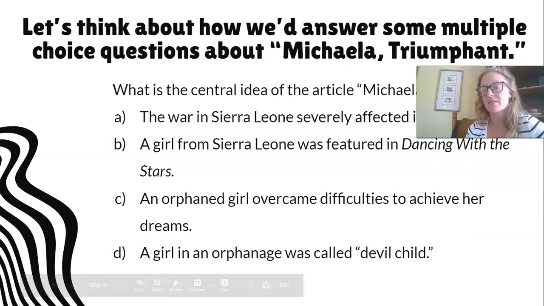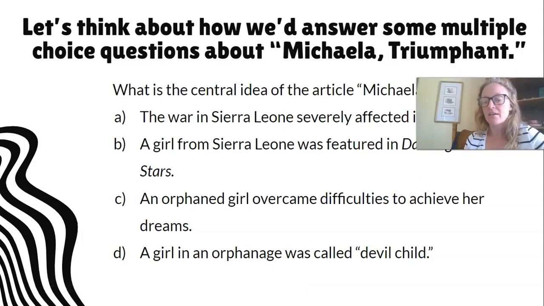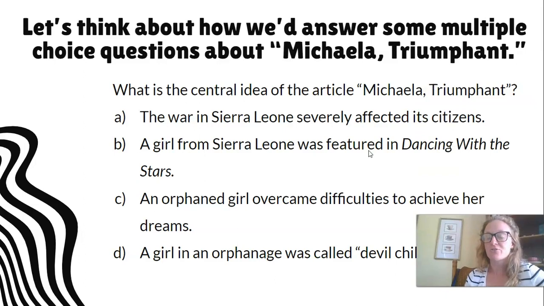So let's say you're in a multiple choice scenario and you have a question. I gotta move my face here. You have a question like this, and it says, what is the central idea of the article Michaela Triumphant? Let's look at our choices. So choice A says, the war in Sierra Leone severely affected its citizens. That's true, that did happen. However, I wouldn't say it's the main focus of this article. This article is called Michaela Triumphant, and that's more about the war in the nation of Sierra Leone. So that I would probably eliminate.